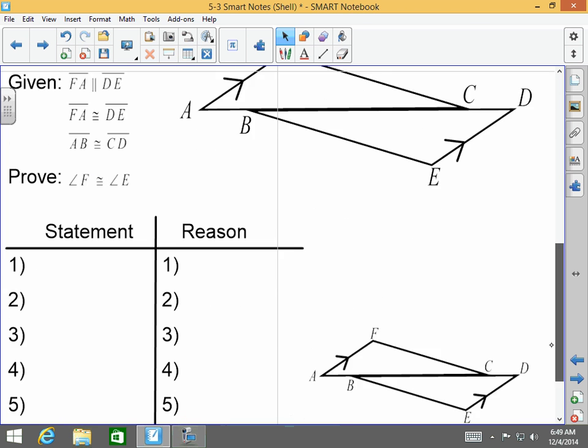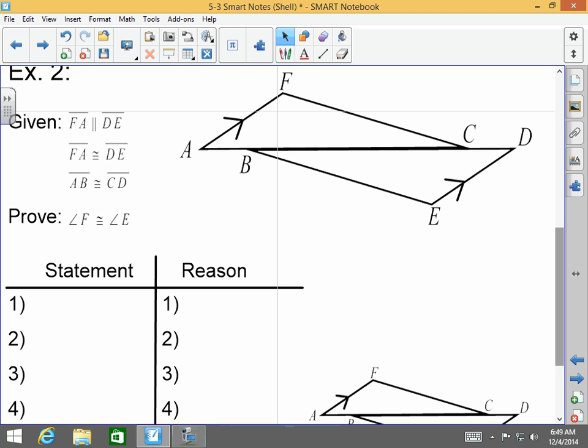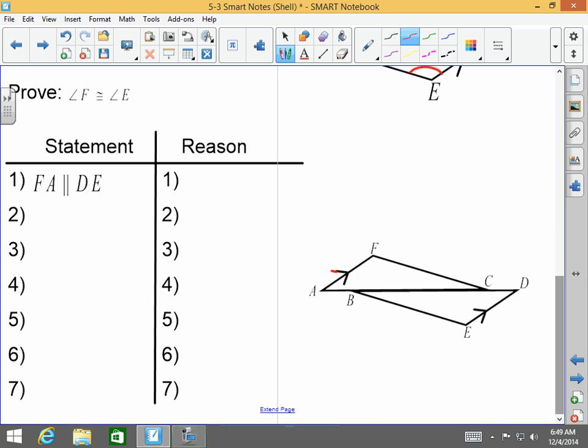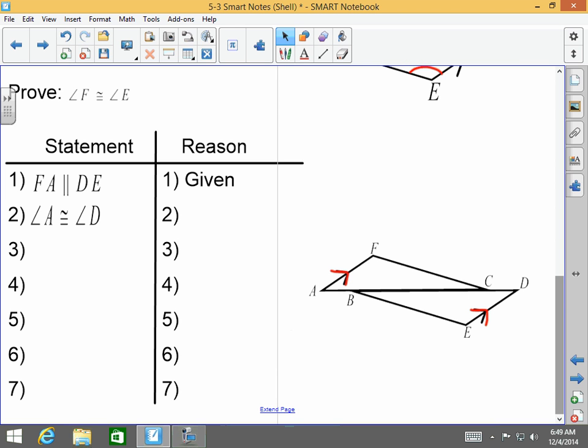Number 2, let's do your favorite, a proof. I'm saying that FA is parallel to DE. FA is also congruent to DE, and AB is congruent to CD. I want to prove that angle F is congruent to angle E. All right, let's see what we got here. Number 1, FA is parallel to DE. So FA is parallel to DE. That is given. Number 2, angle A in that case will be congruent to angle D.